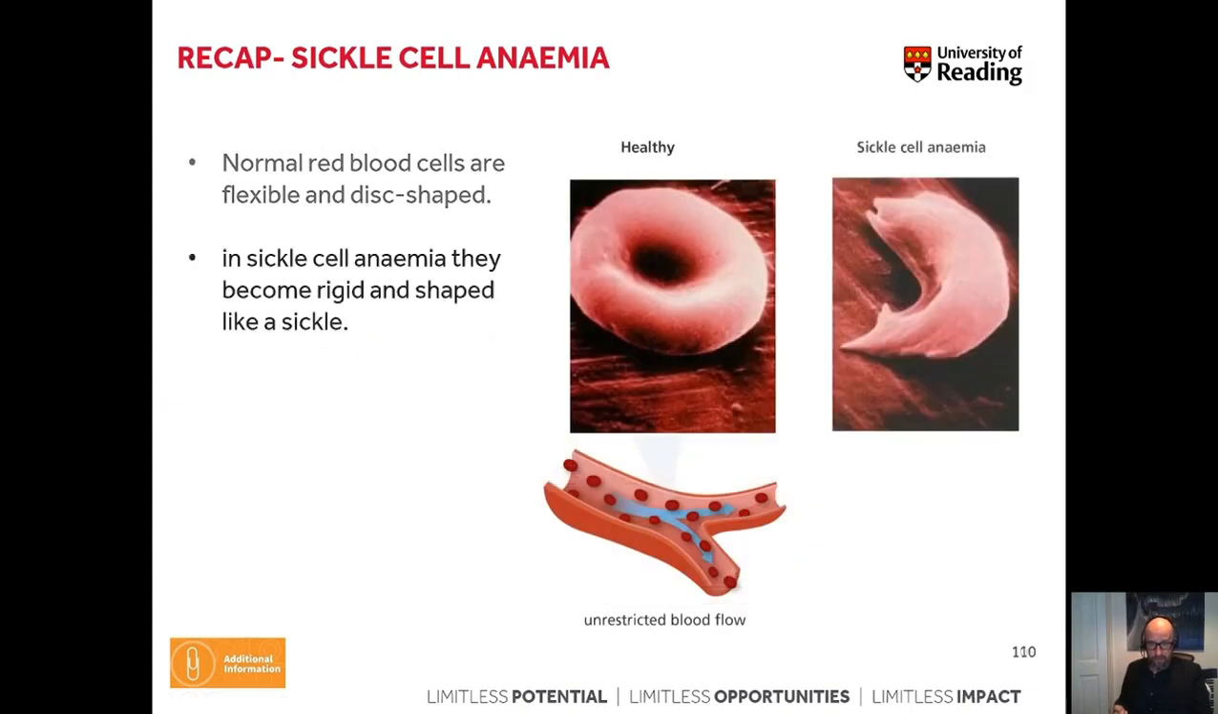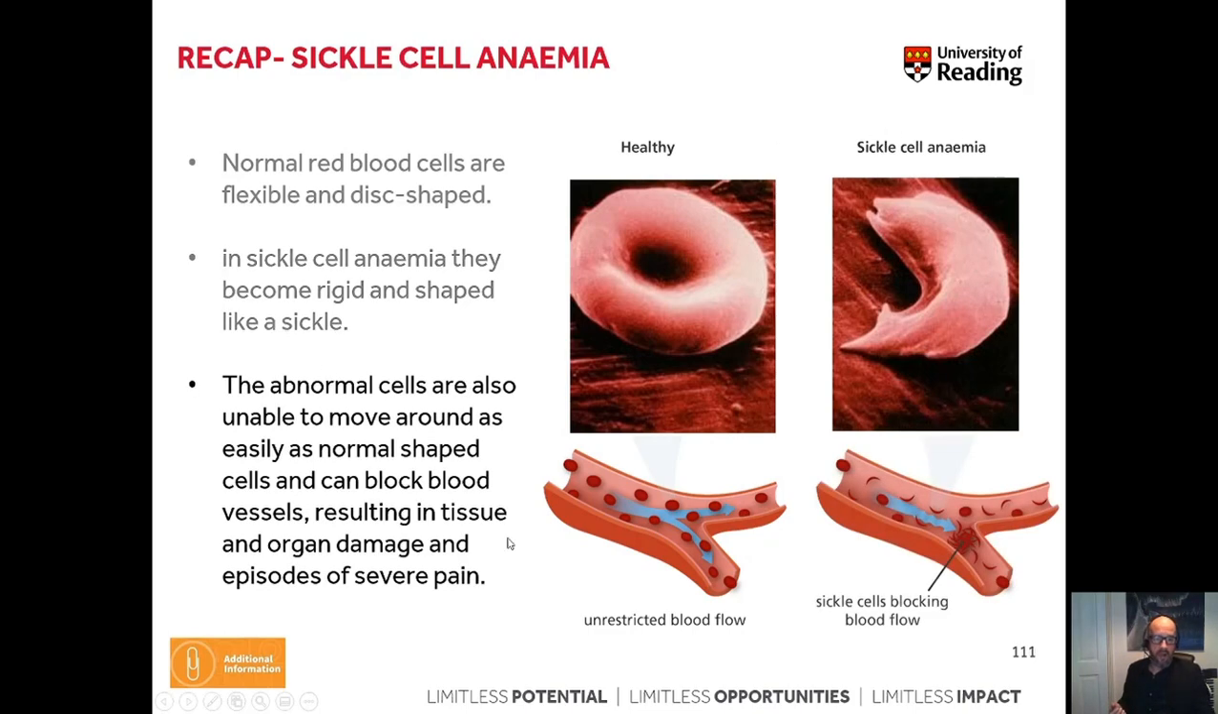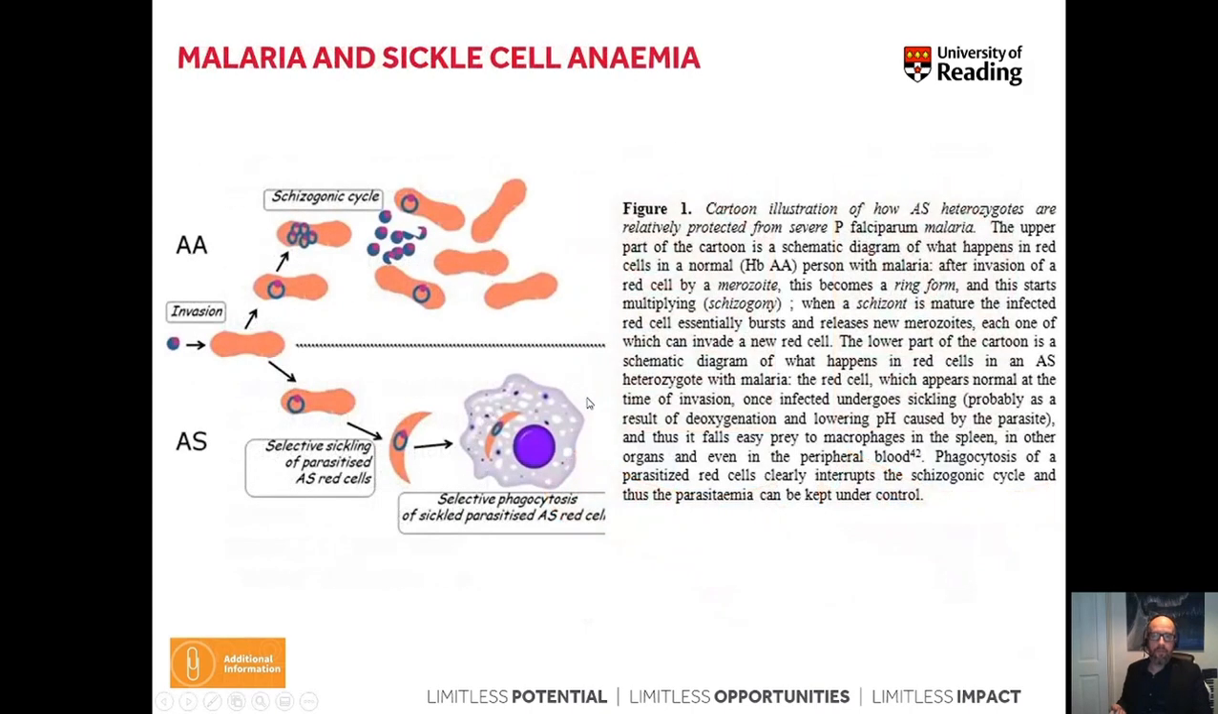Sickle cell hemoglobin results in a different shape of red blood cells, and those red blood cells are rigid and shaped, as the name suggests, like a sickle. As a result, the blood flow is disrupted in patients with the disease because the cells are unable to move around small blood vessels and can block them, resulting in tissue and organ damage and episodes of severe pain.